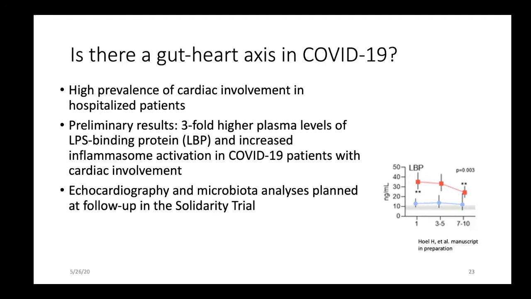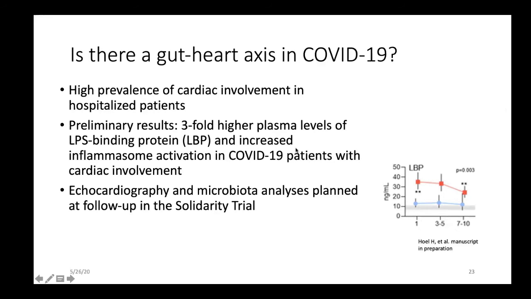And to the right here, you see patients with cardiac impairment in red, and patients with normal cardiac function in blue. And we have measured these markers at 3 different time points, and you see them here at baseline. Patients with cardiac involvement have 3-fold higher levels of LPS binding protein. And this difference is maybe not that high further out in the disease, but still it's quite striking.